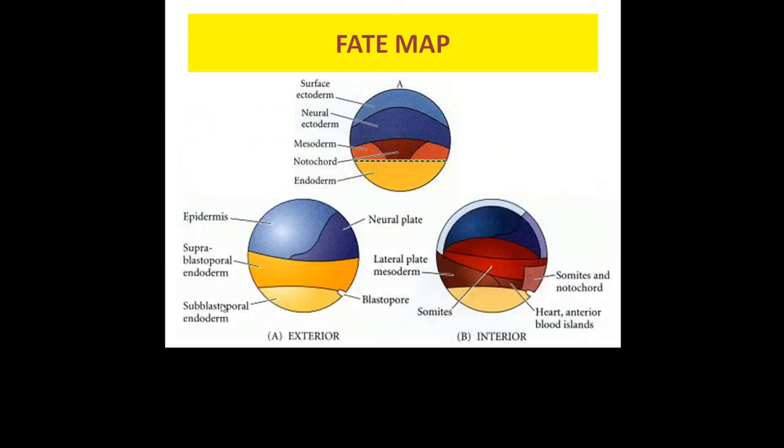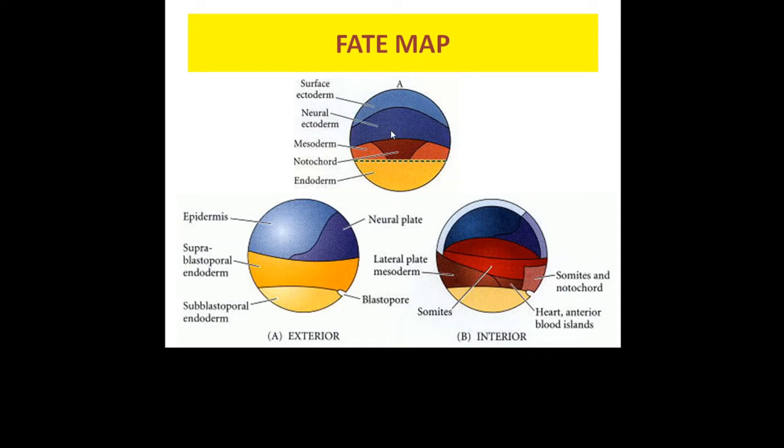This shows fate map of Xenopus frog. The first figure shows a dorsal view, that means from the side, which in future will become the back of the animal. And the other two figures show the side view. The first one is the exterior side view and the second is cross section showing the interior side view. Now follow the color codings.